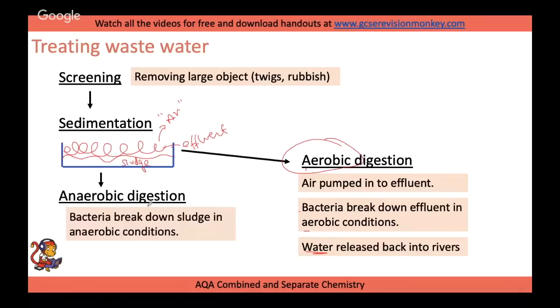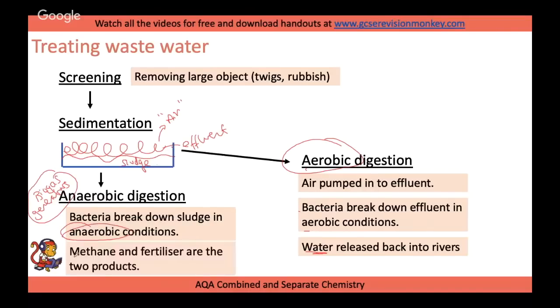For anaerobic digestion, if you are a separate scientist, you would have looked at this before in biogas generators. So this is where the link is between biogas generators for separate scientists. So bacteria break down the sludge, but this time in anaerobic conditions. And the two products are methane, which is a biogas, which can be used as a fuel, and fertilizer, which can be used by farmers to put nutrients back into the soil.